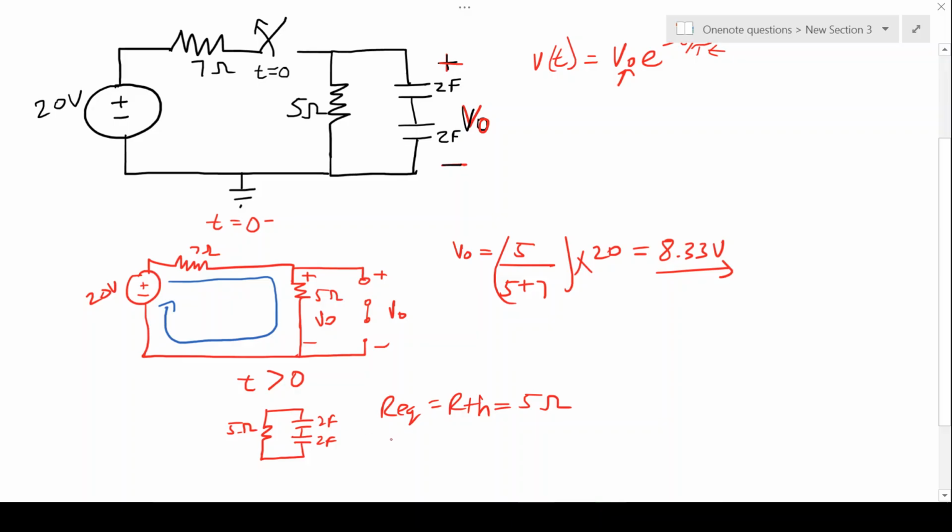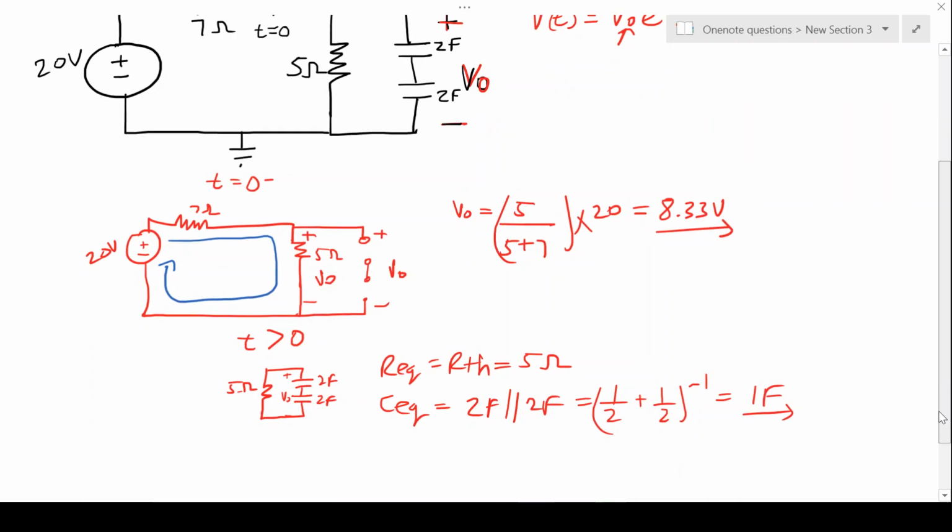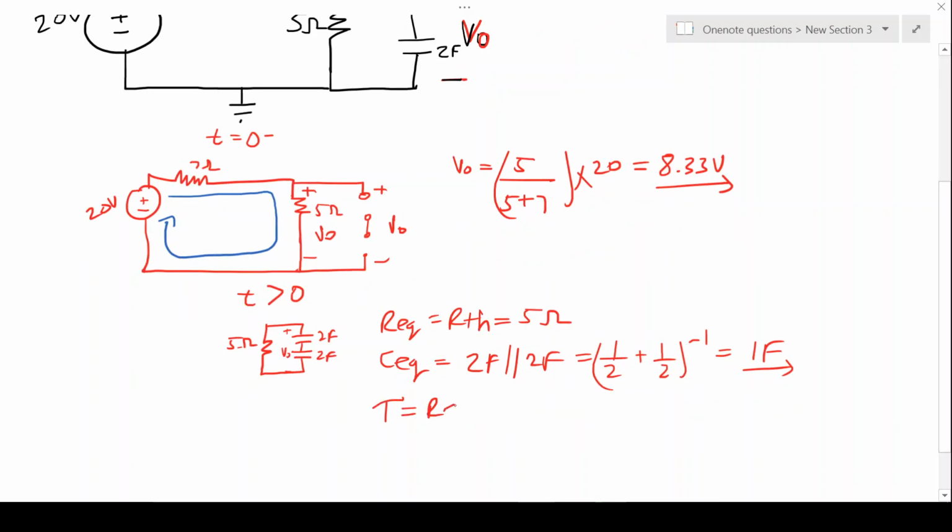What about C equivalent? We've got a series combination of these capacitors, and we're looking for plus minus V0, so the drop over both of them. If you've got a series combination of capacitors, from the previous section or chapter we remember that you add them as if they're parallel resistors, so that will be 2 farads in series with 2 farads. That gives you 1 over 2 plus 1 over 2, inverted, and that is going to give you 1 farad. That's the equivalent capacitance.